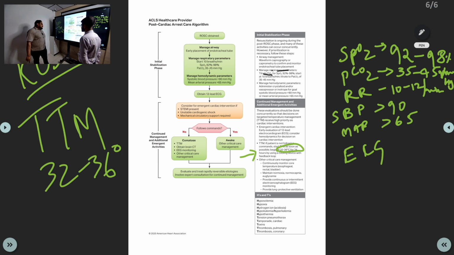That is the target we need to achieve, and if needed, CT brain, EEG, everything can be taken depending upon the patient's hemodynamic stability. Even the EEG we can ask for, to rule out non-convulsive status.